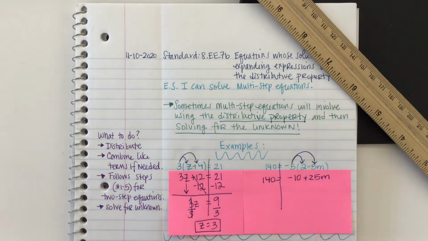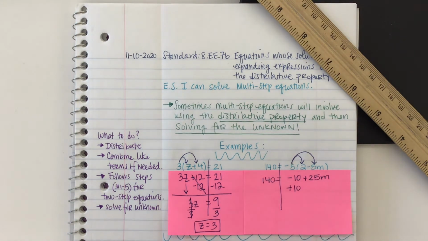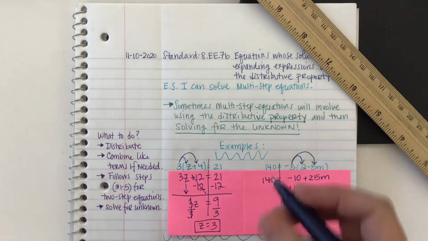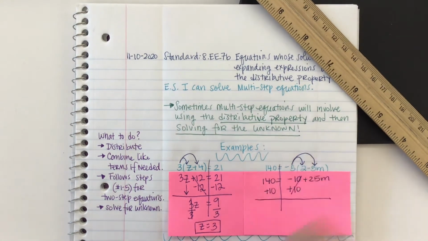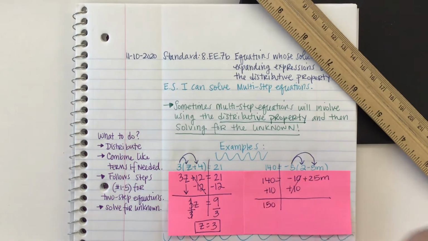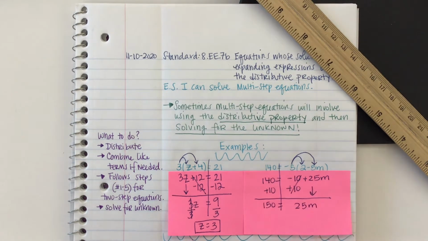And now it's just a 2-step equation. Find the side with the variable. Find the number not attached to the variable and perform the opposite operation. Whatever you do to one side, you must do to the other. Negative 10 plus 10 is 0. That goes away. 140 plus 10 is 150. And then you bring down what you didn't use, positive 25m. The last step is to divide, because that's multiplication.